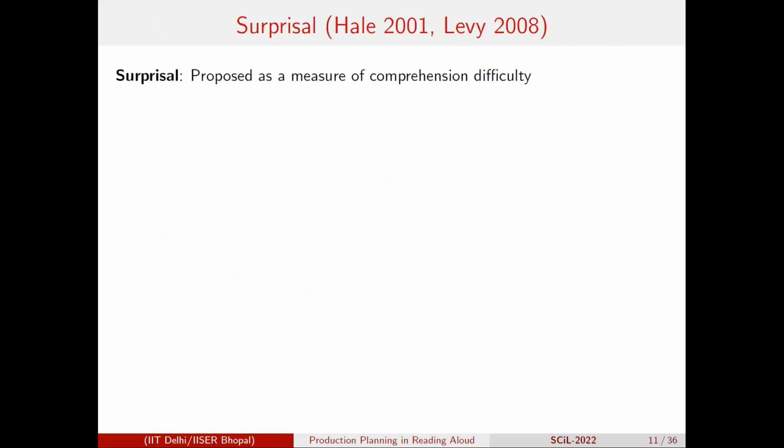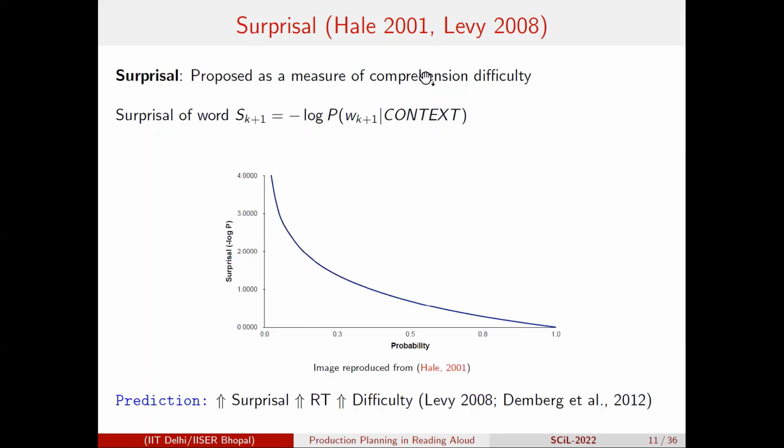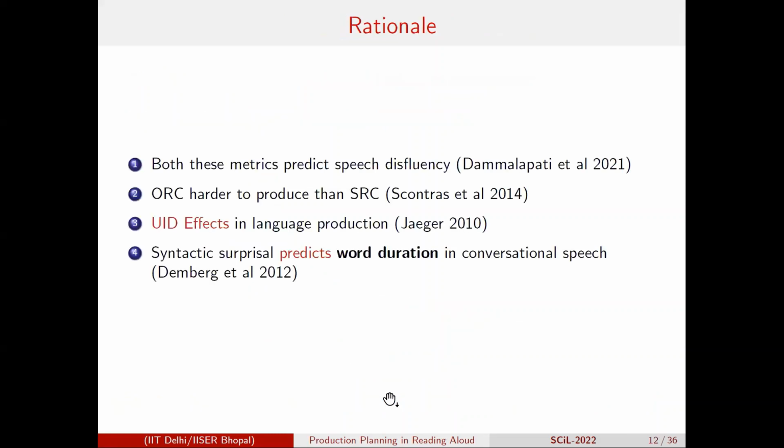Similarly, surprisal has been proposed as a measure of comprehension difficulty, and it suggests that comprehenders construct probabilistic knowledge based on previously encountered structures, and mathematically it can be computed as the negative log probability of the target word given the context. So the higher the surprisal, the higher the reading time, and accordingly the higher the comprehension difficulty. The rationale behind using these two cognitive metrics in the current work is that these comprehension measures have been used to also model production difficulty.